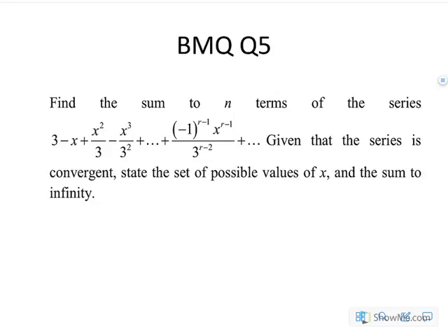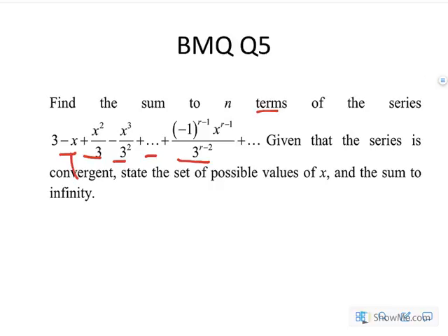Okay, so now we're going to do AP GP BMQ question 5. We need to find the sum to n terms of the series 3 minus x plus x squared minus x cubed, and so on and so forth. If you observe carefully, you would know that this series belongs to a GP, a geometric progression.